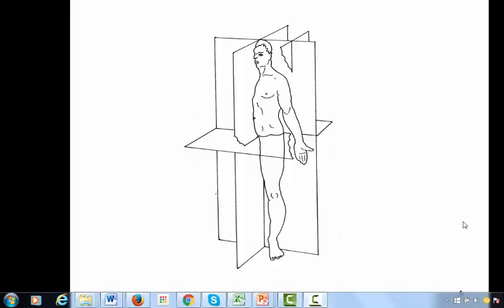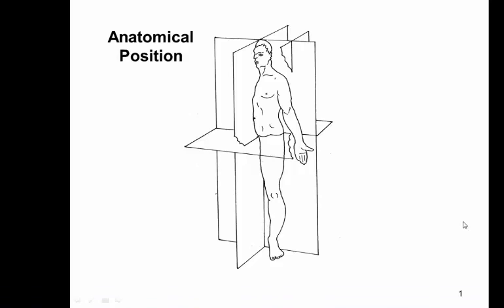The starting point for these directional terms is always the anatomical position, which is defined as somebody standing upright, facing forwards, with their palms also facing forwards and the thumbs out to the side. The knees and the feet are also directed forwards. We use the anatomical position to describe the position of structures relative to one another in the body, even if somebody is lying on the ground or standing on their head.